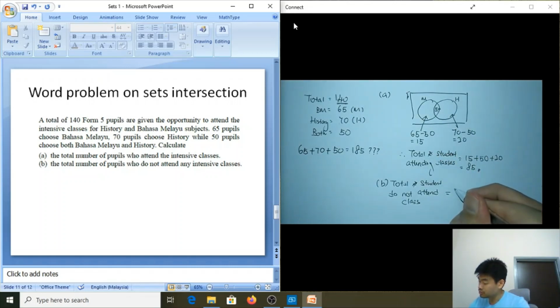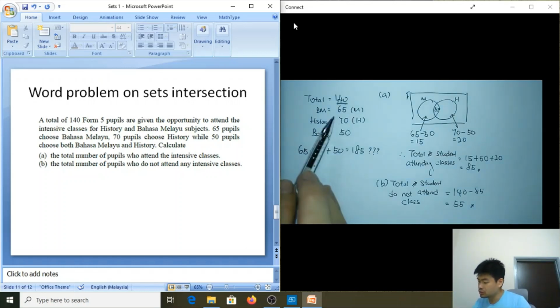So total number of students 140. How many were attending the classes? 85. What's the answer? 55 students. Okay, there you go. This is the first question. I hope you understand the key for this question is the information. You need to interpret the information correctly. Alright?